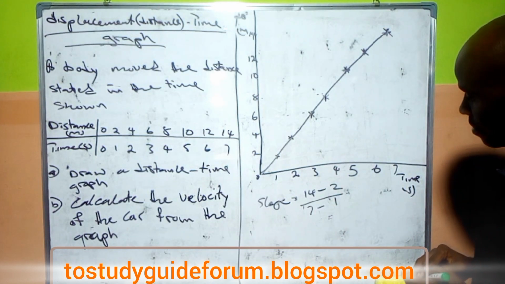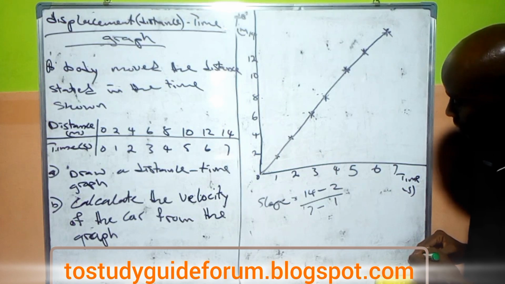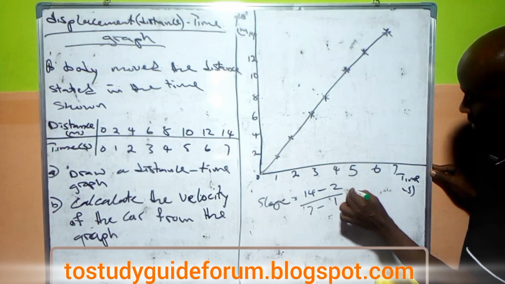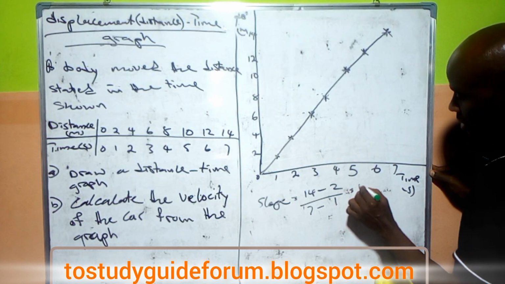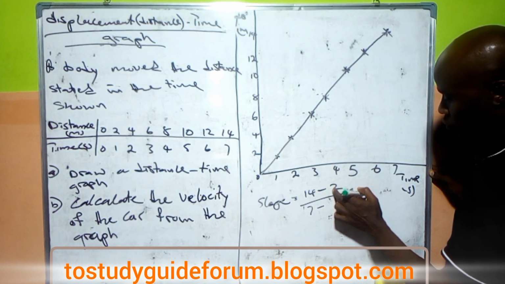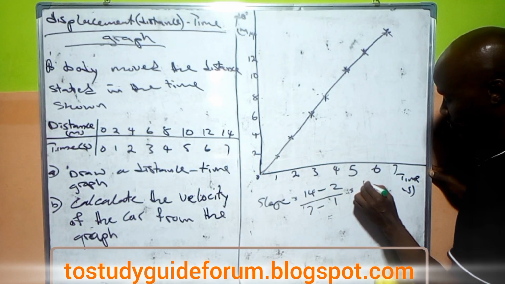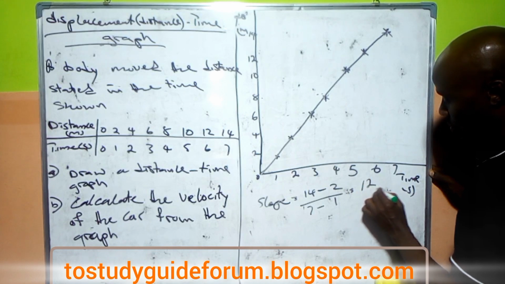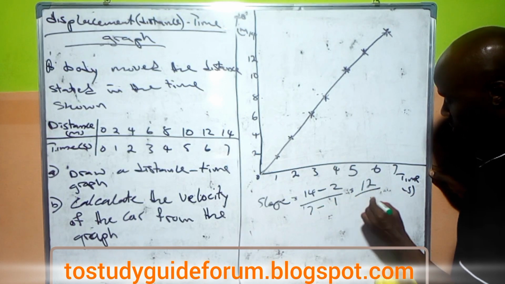We have 1 there. So what next are we going to be doing here? We subtract. When we subtract, we have 2 minus 14, we have 12. I hope I'm correct. 7 minus 1, we have 6.